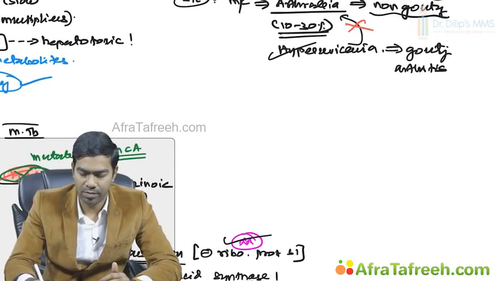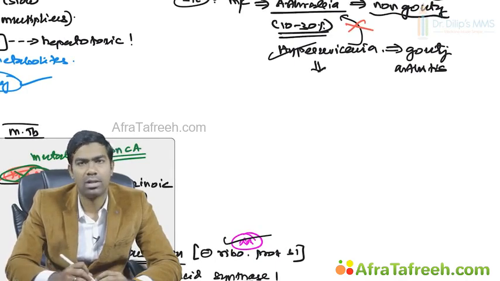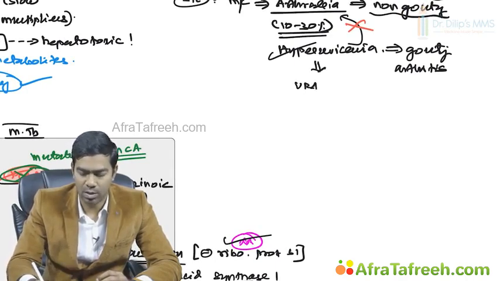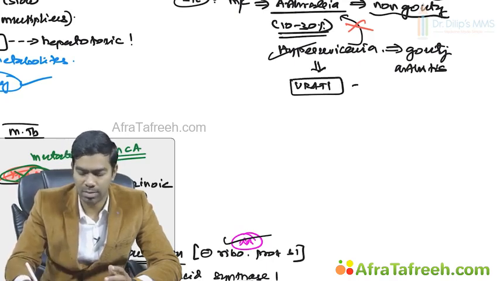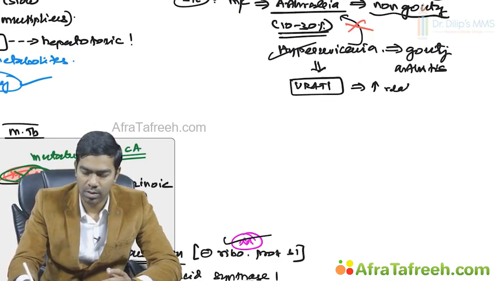Next, at the same time, the reason for hyperuricemia is the activation of the URAT transporters, especially the URAT1 transporters, which means they increase the reabsorption of uric acid.